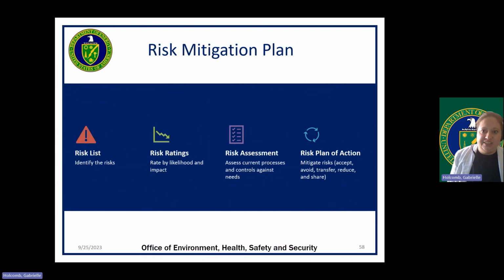In the previous sections, we have discussed risk planning, which addressed in detail risk identification, risk rating, and risk assessment. In this next section, we will be reviewing in more depth the risk plan of action, which is where we mitigate the risks we have identified, rated, and assessed.